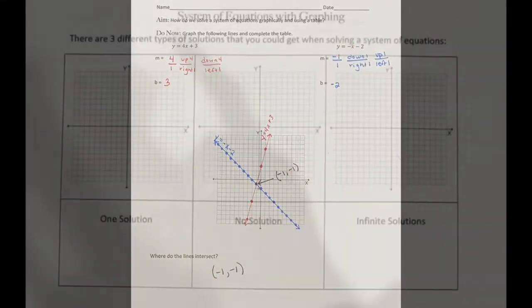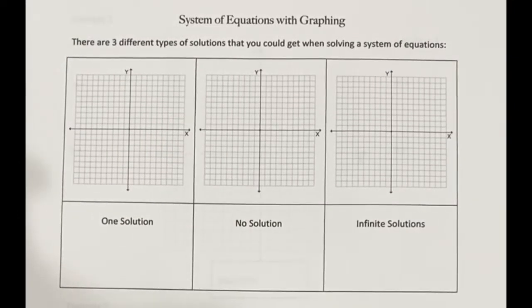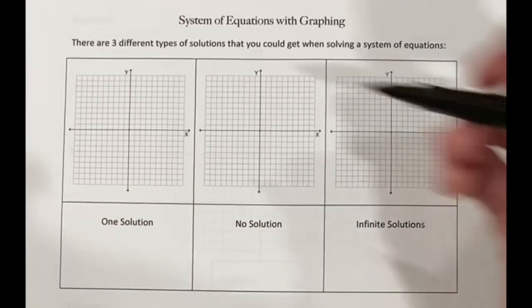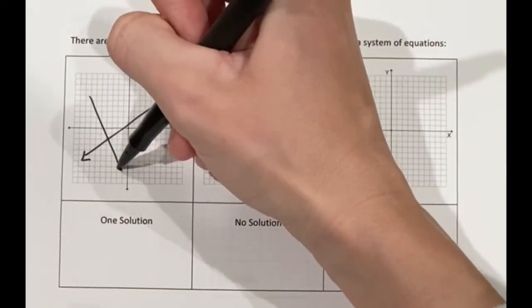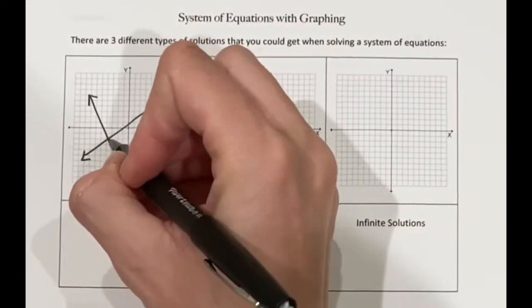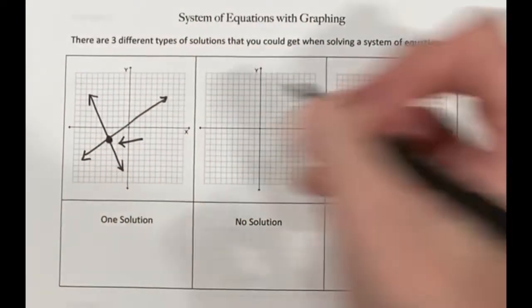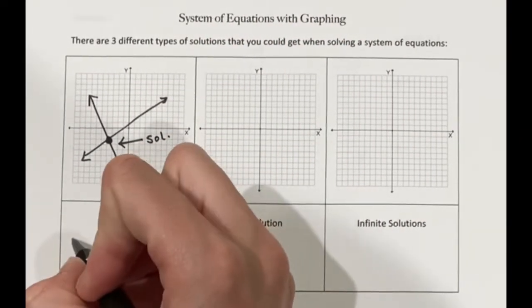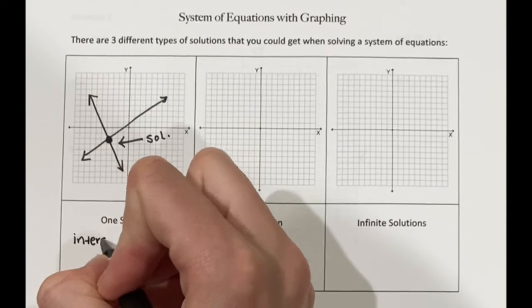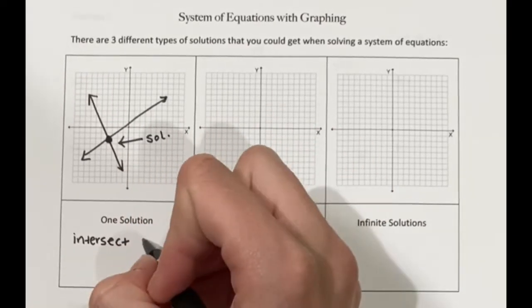So when we're solving a system of equations, there are three different types of solution that we can get. The first example is just like the one that we saw there. They intersected at one point, so that means that there is one solution. So I'm going to draw just a little sketch of what that could look like. So there are two lines, and they intersect at that point, and that point is going to be our solution. So one solution is where they intersect at a point.